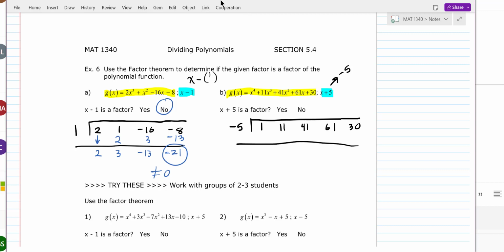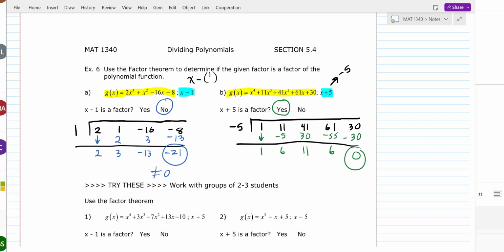Now go down and perform your synthetic division. So that comes straight down. Multiply, -5 times 1 is -5. Add the column, that will be 6. -5 times 6 is -30. Add the column, that's 11. -5 times 11 is -55. Add the column on that, and that will give you 6. -5 times 6 is -30. So you have a remainder of 0. So that means, yes, that is a factor.